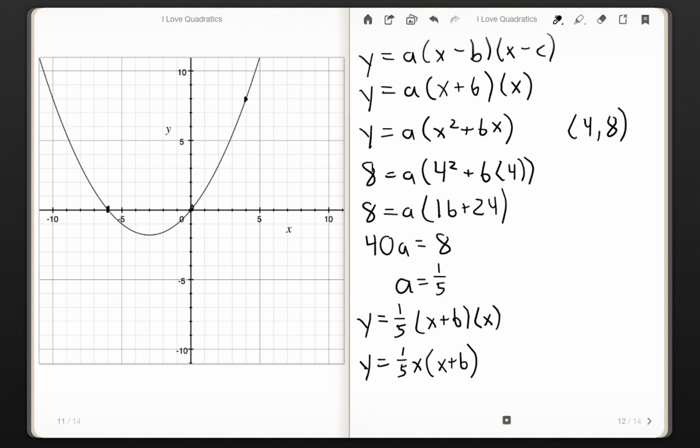But since we want the standard form, we're going to have to go one step further and just distribute this. 1/5 x times x would be 1/5 x squared. 1/5 x times 6 will be 6/5 x. So that is the standard form.